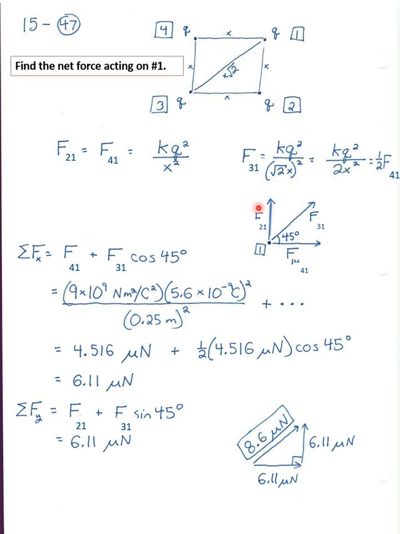It's upward because they are the same sign, so all of these forces are repulsive. So charge 2 is pushing charge 1 upward. Charge 4 is pushing charge 1 to the right. Charge 3 is pushing it away diagonally. So there's our force diagram. And charge 3 is pushing it up at a 45-degree angle, because that's the angle of the diagonal.